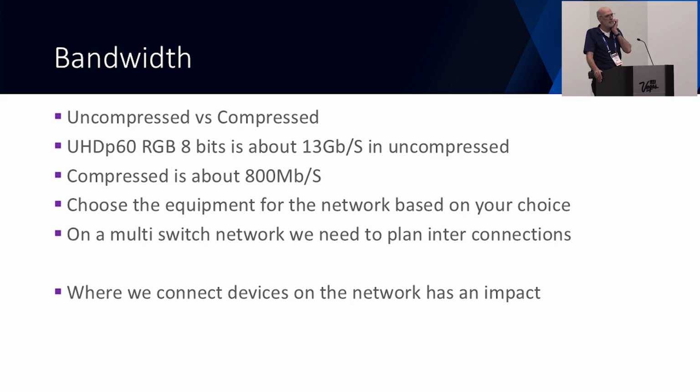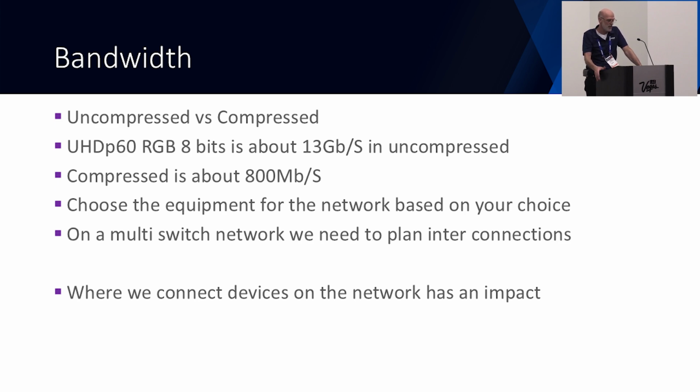Let's talk a little bit about bandwidth, which is another consideration when we're building this network. So am I going to use compressed or uncompressed? I did a little quick math here. We have a UHD P60 signal RGB, like typical graphics. In uncompressed, that's 13 gigabit per second. In a compressed world, this would probably be, for a JPEG XS type of compression, about 800 megabit per second to carry that.